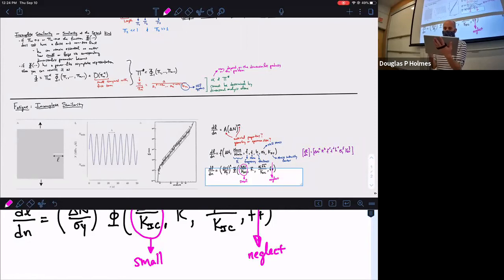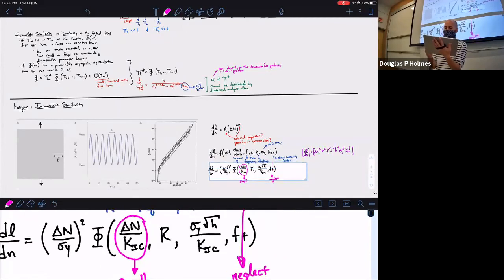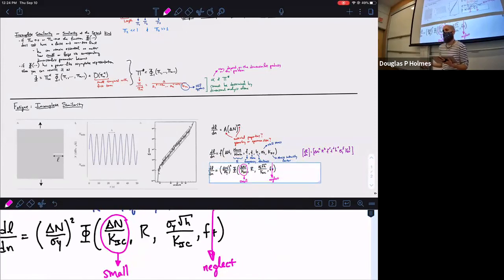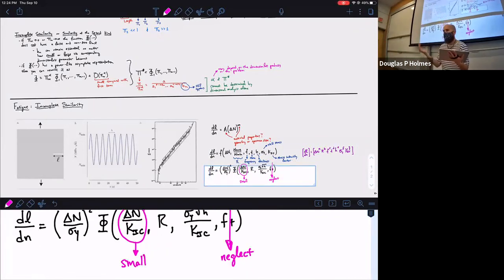Yep. So we can neglect F times T because we can choose it so that it's either small or large, depending on essentially how long of a time sample we look at. And I'm kind of just telling you that if you know anything about fatigue, these tests are typically done such that delta n over KIC is small. For both high cycle and even low cycle fatigue, that quantity is pretty small.